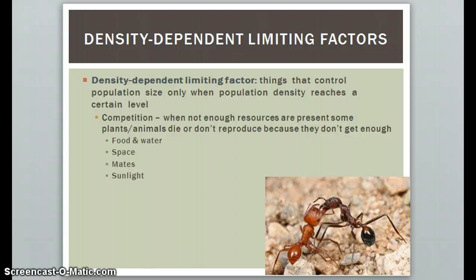Animals that compete with each other might physically fight for resources, like these ants. They seem so small and harmless, but look at these ants, they're vicious. Besides fights killing members of a species, if an organism is competing for food and doesn't get enough, they could die of starvation. For plants, one of these resources could include light.